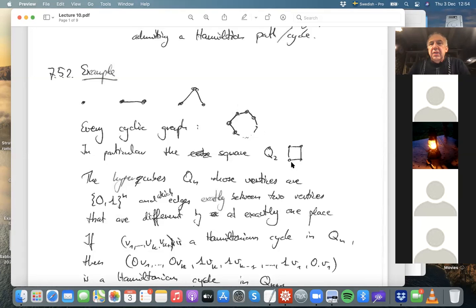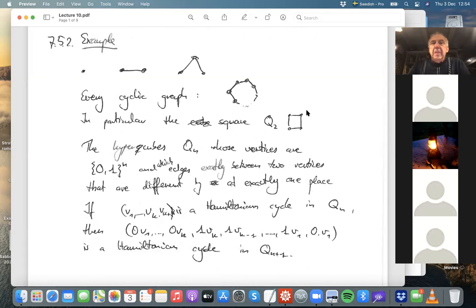So in particular, the usual square is a nice Hamiltonian graph. Another interesting example is the graph which is obtained from a hypercube by taking its one skeleton, so to say. Don't be afraid of those words. To start with, if you take the usual cube and just look at the edges.